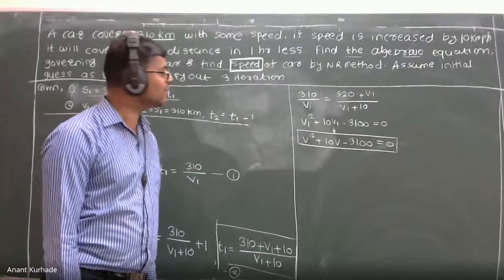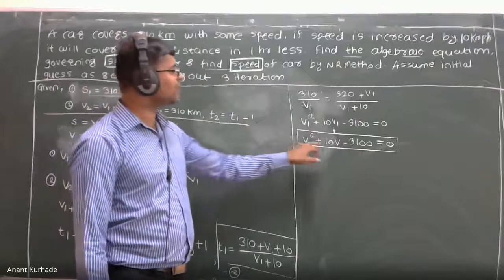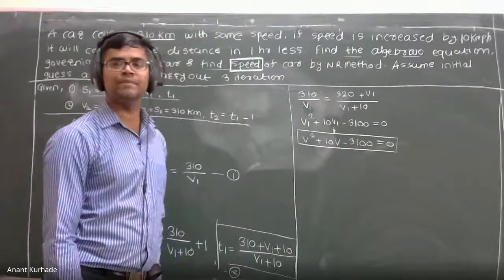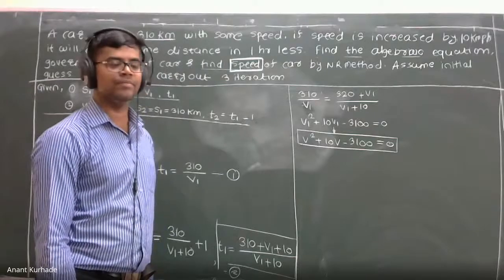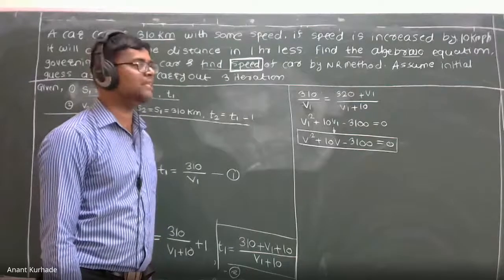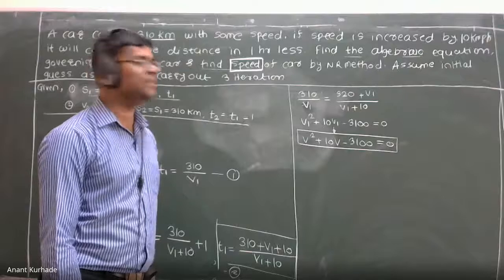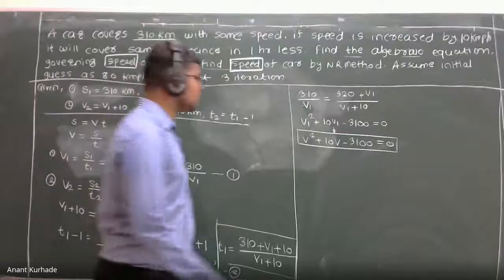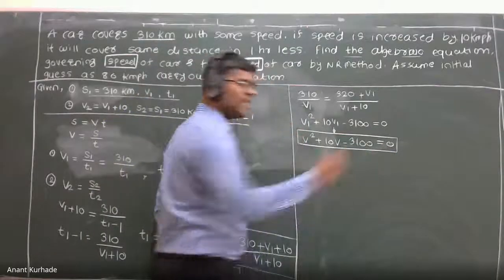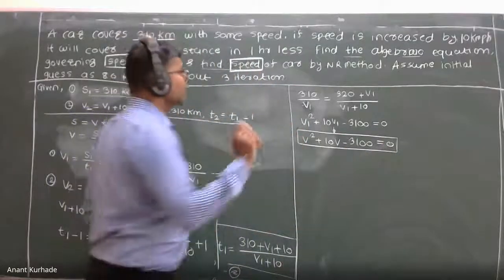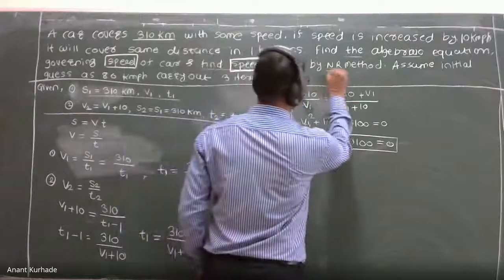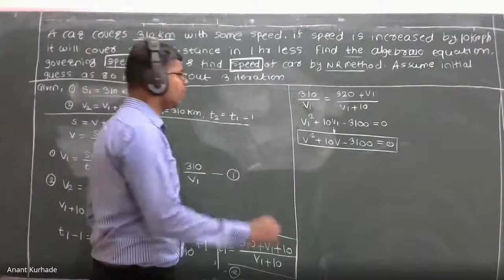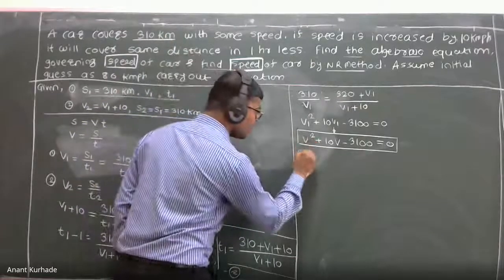For ax square plus bx plus c is equal to 0, x is equal to minus b plus or minus under root of b square minus 4ac, divided by 2a. So you can solve that using the formula, but what is given? Solve this by using the NR method. So follow that.